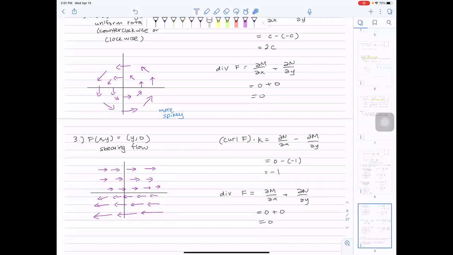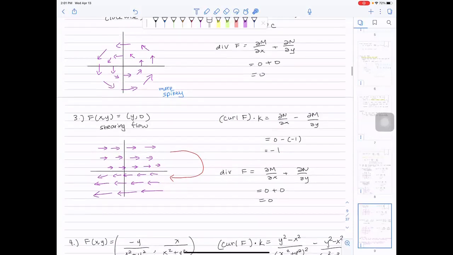So the reason is because our vector field, if we start at the top right, we go this way and then our vectors start turning that way. So this is going clockwise. So clockwise curl means you should have a negative value. Curl is always defined as counterclockwise.